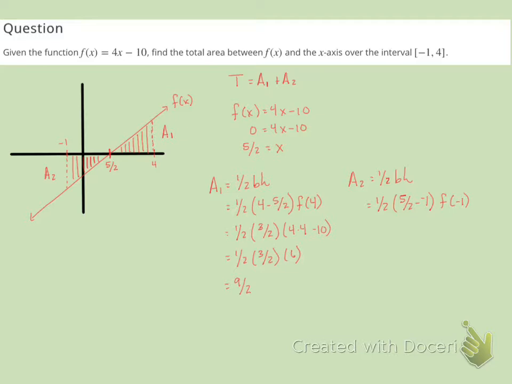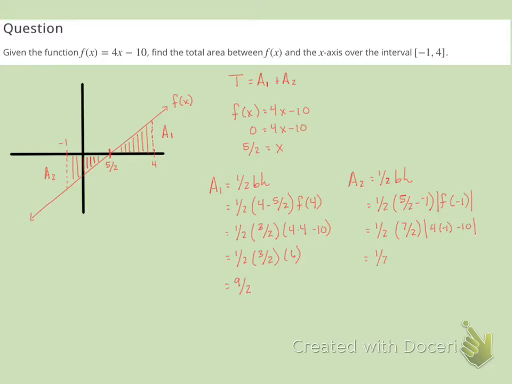-1. But this is a total area. I don't want the signed area, I want the total area. So I'm going to make sure that this has an absolute value. I don't want any negatives here. So we've got 1/2. If we do 5/2 plus 1, we get 7/2. And when we evaluate this function at -1, we'll get 4 times -1 minus 10. And then, like I said, we're going to make sure we keep the positive value there.